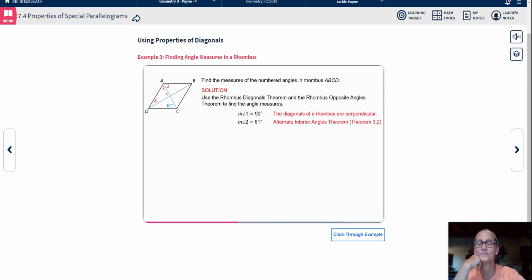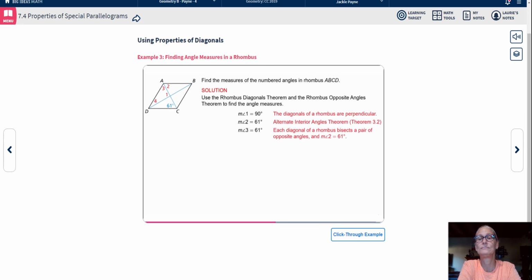Now, to find the measure of angle 3, use the rhombus opposite angles theorem. By this theorem, each diagonal of a rhombus bisects a pair of opposite angles. So, angle 2 and angle 3 are congruent. The measure of angle 2 equals 61 degrees, so the measure of angle 3 equals 61 degrees.